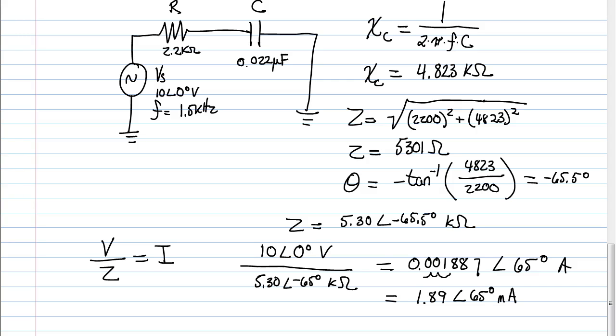Positive angles means leading. So if the voltage is at 0 degrees, then the current has to be leading by a certain amount. In this case, it tells you it's leading by 65 degrees. Questions about that? That's actually the answer right here, because that's what you were asked to find, the current. Now, current in this type of circuit has to be specified with an angle. Questions about any of that?